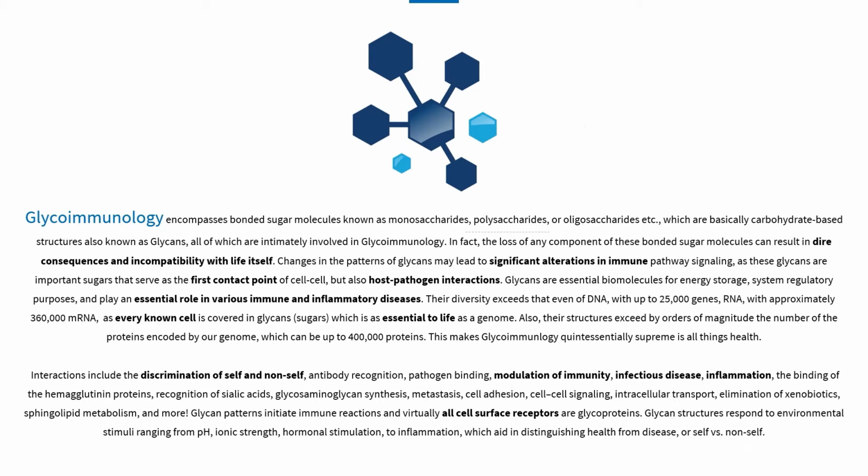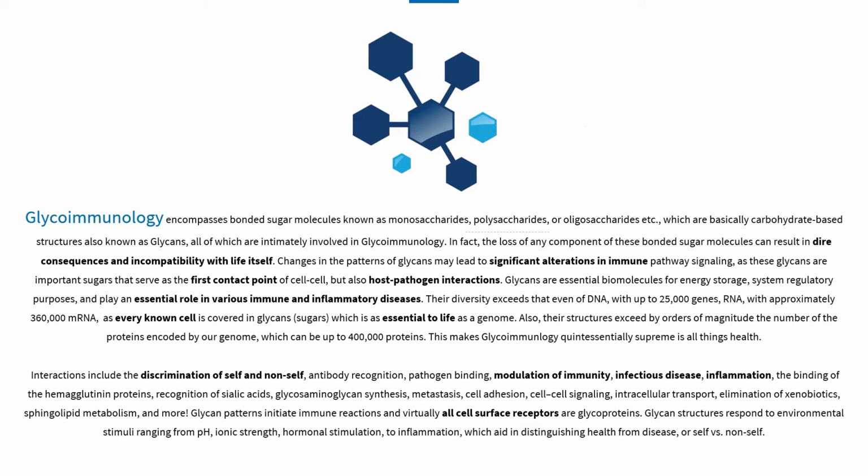Changes in the pattern of glycans may lead to significant alterations in immune pathway signaling, as these glycans are important sugars that serve as the first contact point of cell to cell, but also host-pathogen interactions. Glycans are essential biomolecules for energy storage, system regulatory purposes, and play an essential role in various immune and inflammatory diseases.